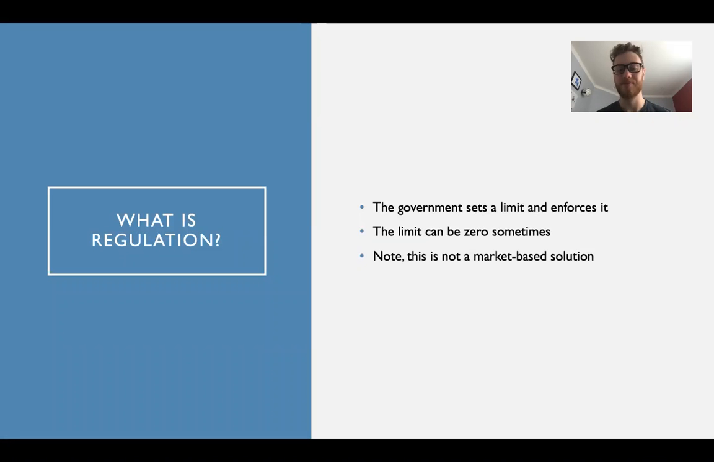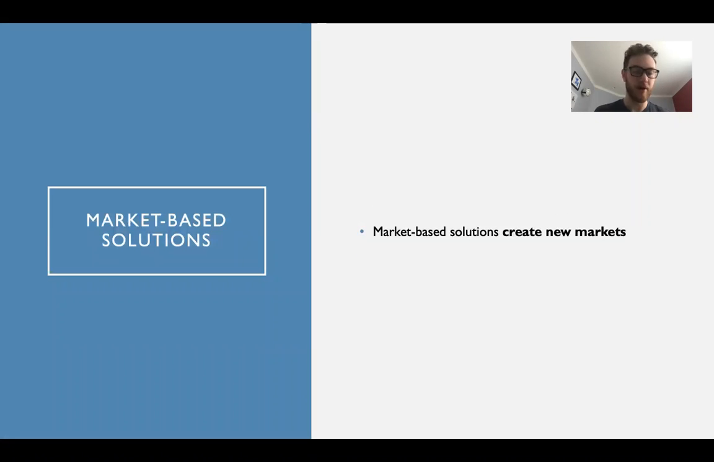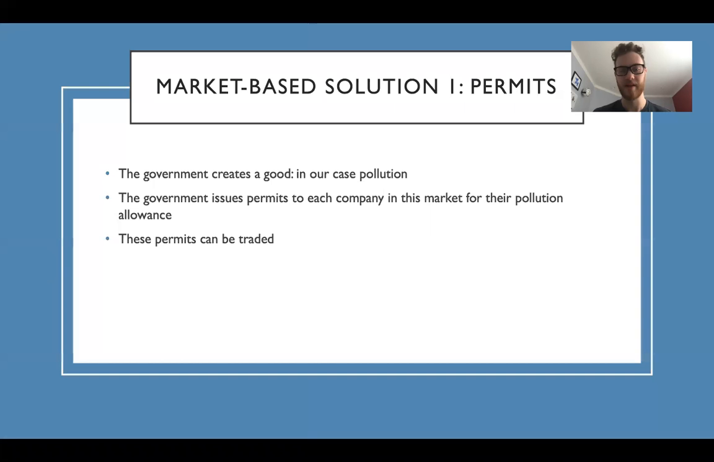What is regulation? The government sets a limit and enforces it. That limit can be 0 sometimes. And note that this is not a market-based solution. This is intervention. This is not letting the market do market things. But we can also do market-based solutions, and market-based solutions will create new markets.